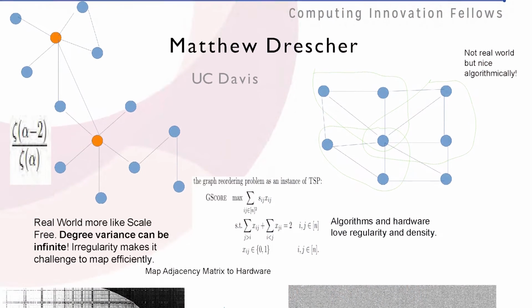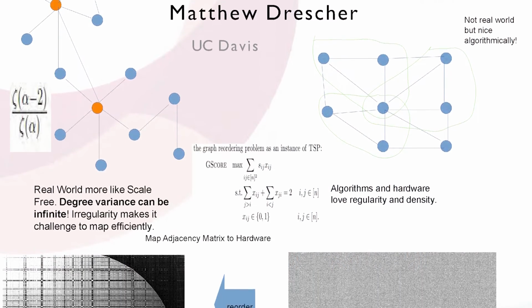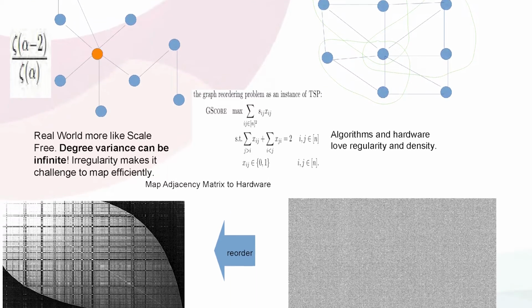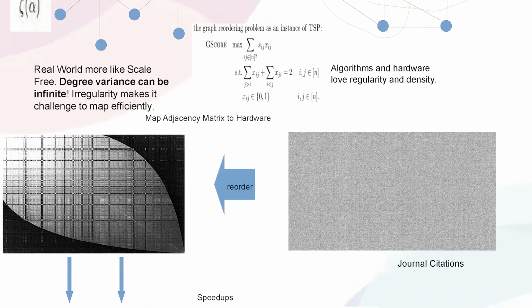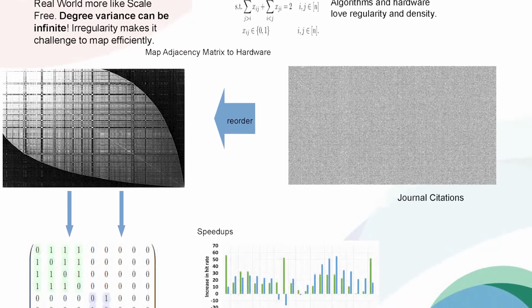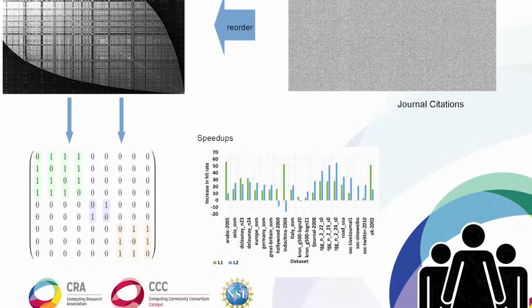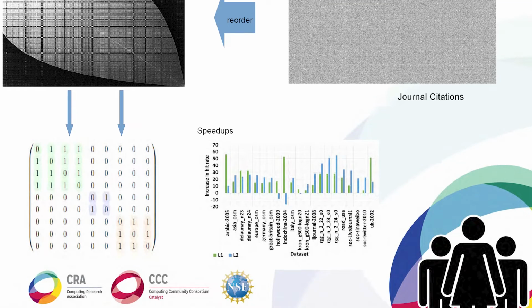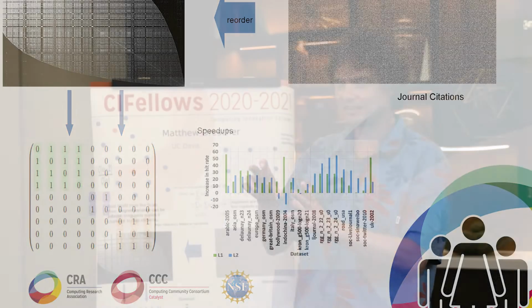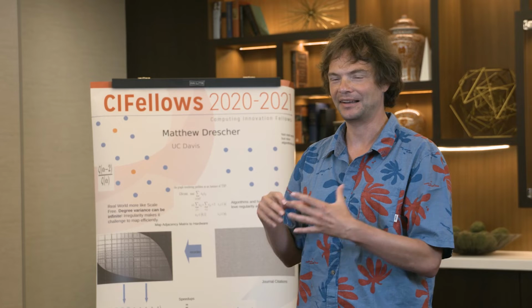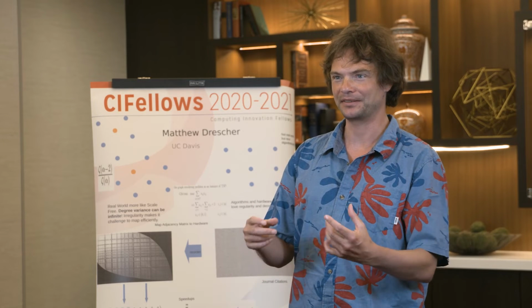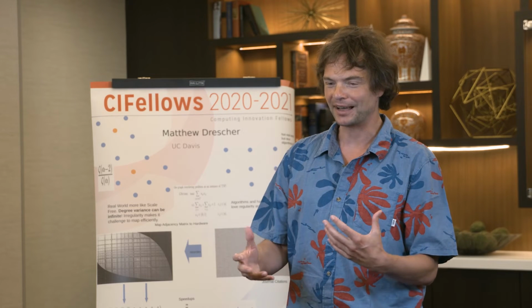So what we try to do is find a nice way to reorder that data. We can see that the other picture is much nicer. It has a lot of structure. Some might even say it's beautiful. And the data is clustered along the diagonal. That makes it much easier for the hardware to load multiple non-zeros per cache line.